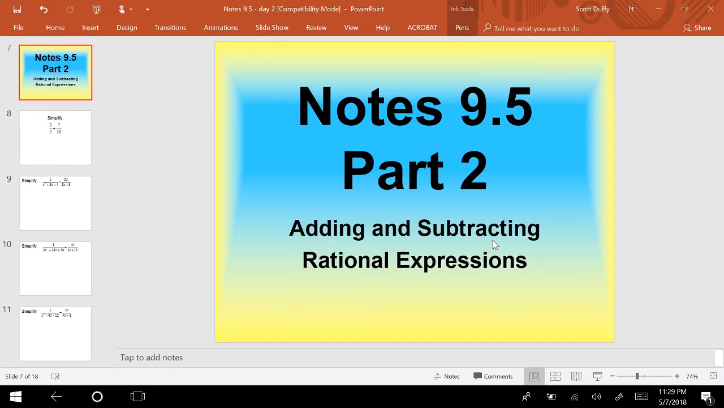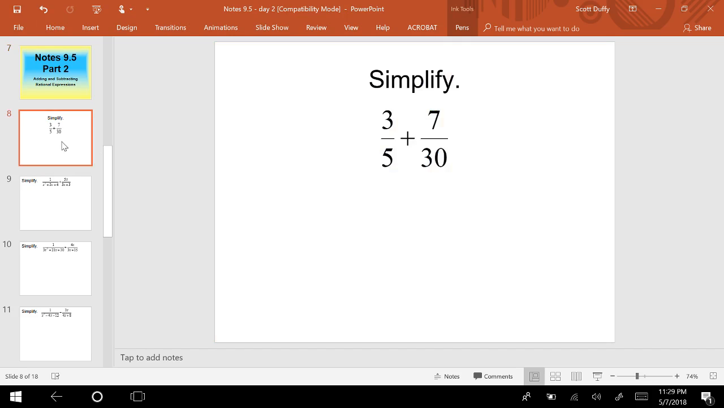This is the second part of the 9.5 lesson. This is where we actually do the real math of adding and subtracting rational expressions using the division, adding. So what I'm going to do with this first one is I'm going to have to do the prime factorization.